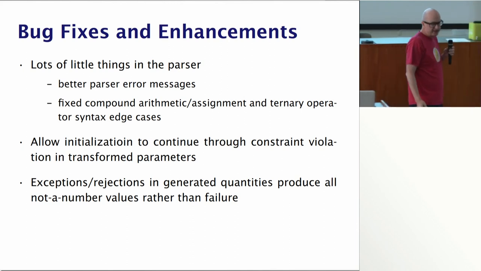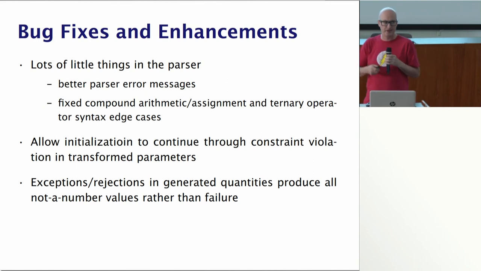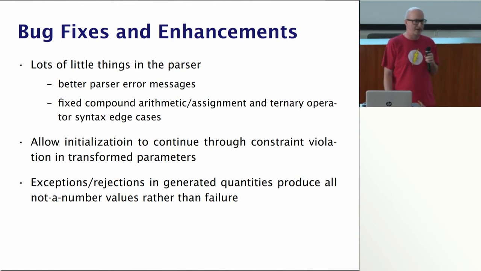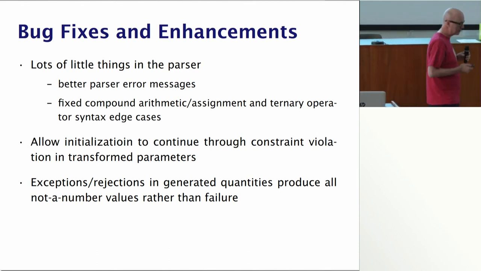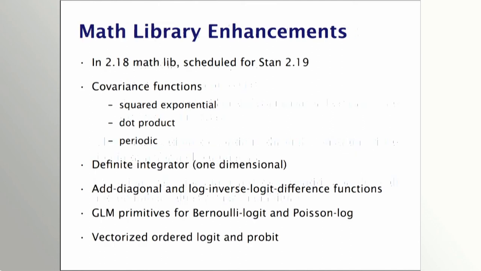So a lot of bug fixes, especially a lot of stuff in the parser with error messages and boundary conditions and weird edge cases, like initialization wouldn't continue if you failed constraints on the transformed parameter. So we gradually fix all of this stuff as it comes up. Some of it's easier than others. Now exceptions in the generated quantities block used to just completely trash sampling because we didn't know how to recover, we just decided, well, we'll just write not a number everywhere. Close enough.